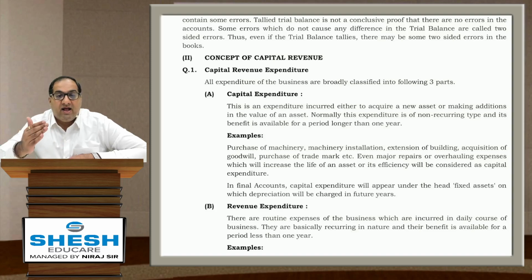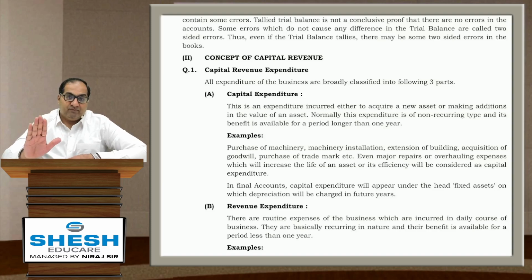It is increasing production, increasing the life of the asset, so even if it is heavy repairs or overhauling, it will be treated as capital expenditure and will always appear in the balance sheet on the asset side, on which every year we will be charging depreciation.